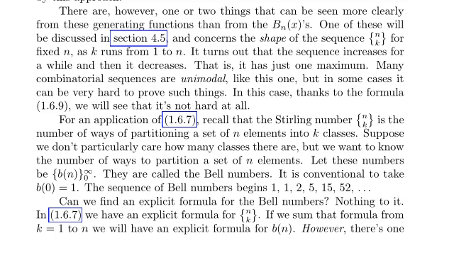They are called the Bell numbers. It is conventional to take b_0 as 1. The sequence of Bell numbers begins 1, 1, 2, 5, 15, 52, and so on. Okay, I'm just going to check the first couple of these. I'm not going to try and calculate the whole sequence here. Let's just do a couple.